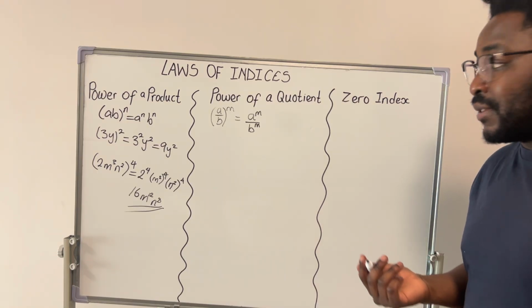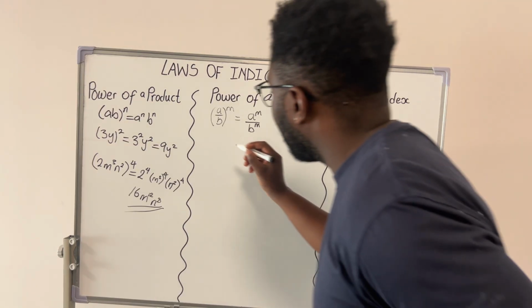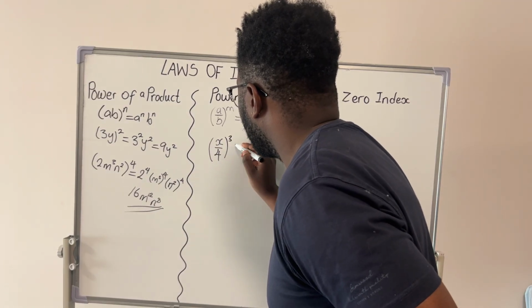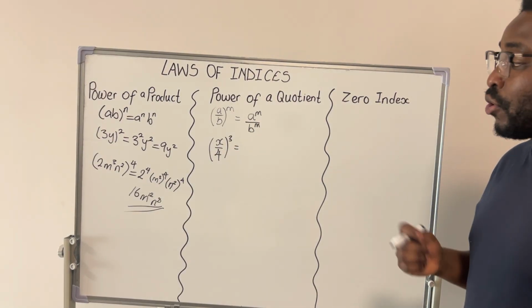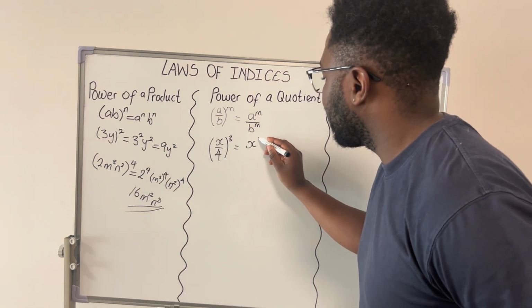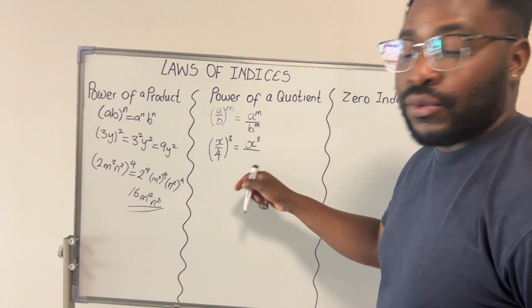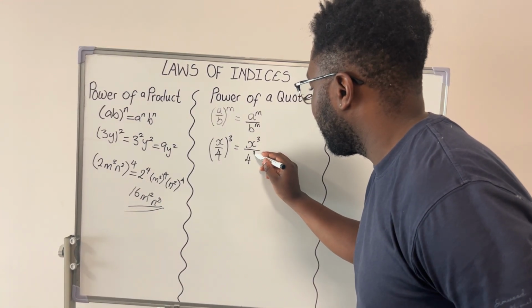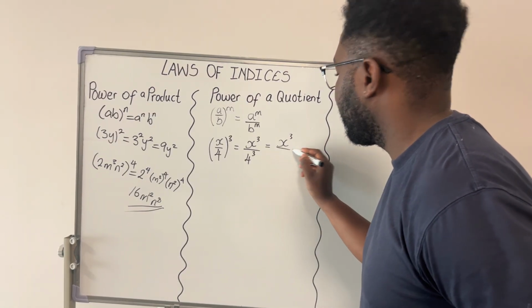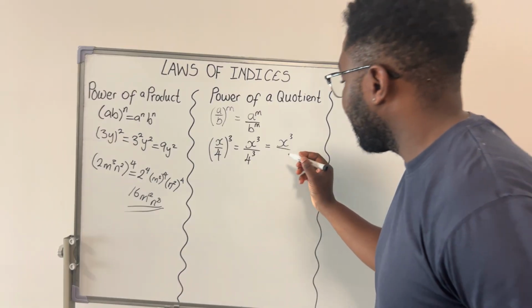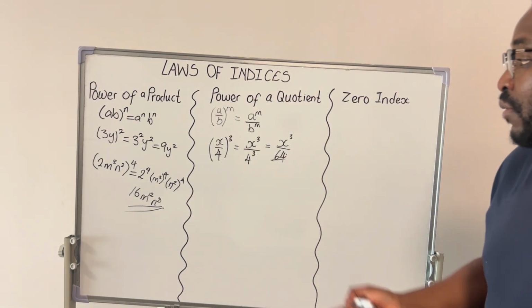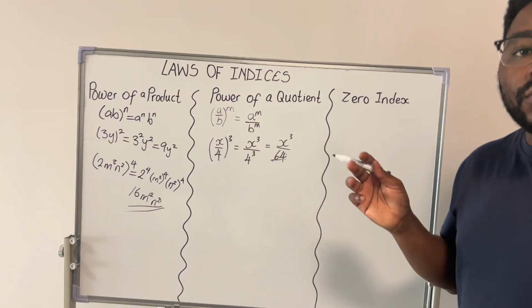Let's look at an example. Let's say we have 3x over 4, all raised to 3. All we have to do is distribute our 3 to the numerator, so we'll have 3x to the power 3, and distribute our 3 to the denominator. What does that give us? That gives us 3x to the power 3 over 4 to the power 3. What's 4 to the power 3? That gives us 64. There we go. So we've solved this expression.